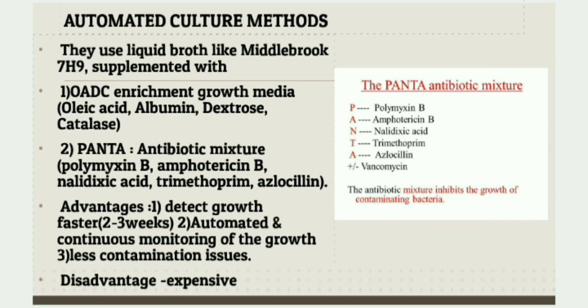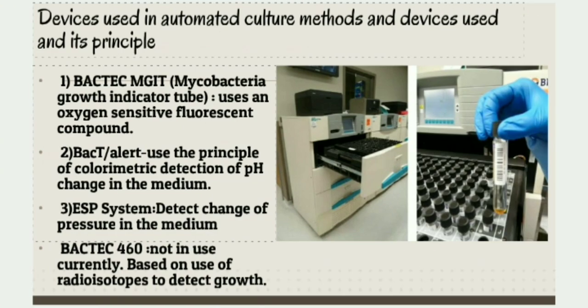There are many devices available to detect the growth of the bacteria. First one is BACTEC MGIT. MGIT means Mycobacteria Growth Indicator Tube. This method uses an oxygen-sensitive fluorescent compound dissolved in liquid broth. Initially, a large amount of dissolved oxygen quenches the compound and very little fluorescence can be detected. We know this bacteria is aerophilic, so these actively respiring bacteria consume oxygen and finally the oxygen gets depleted. The absence of oxygen allows the fluorescence to be detected.